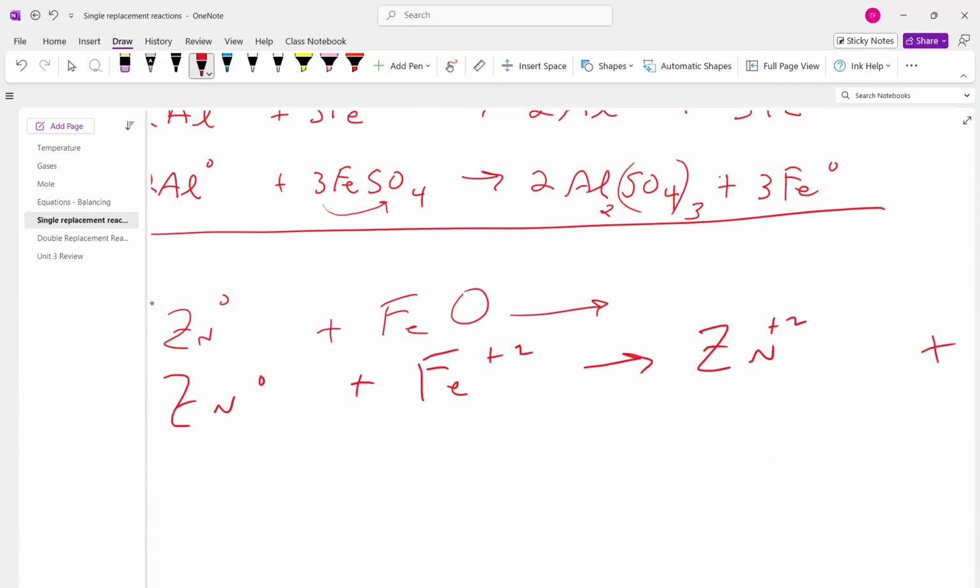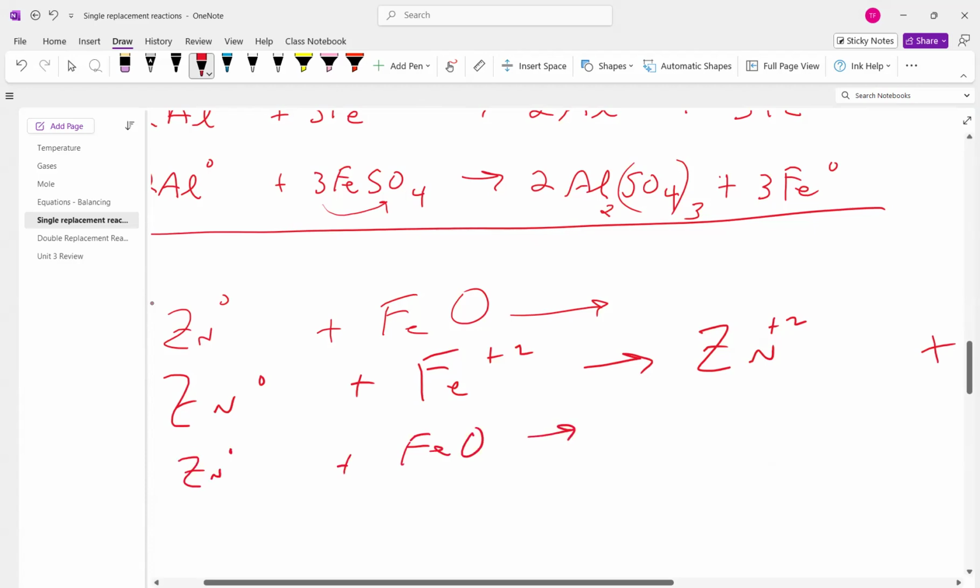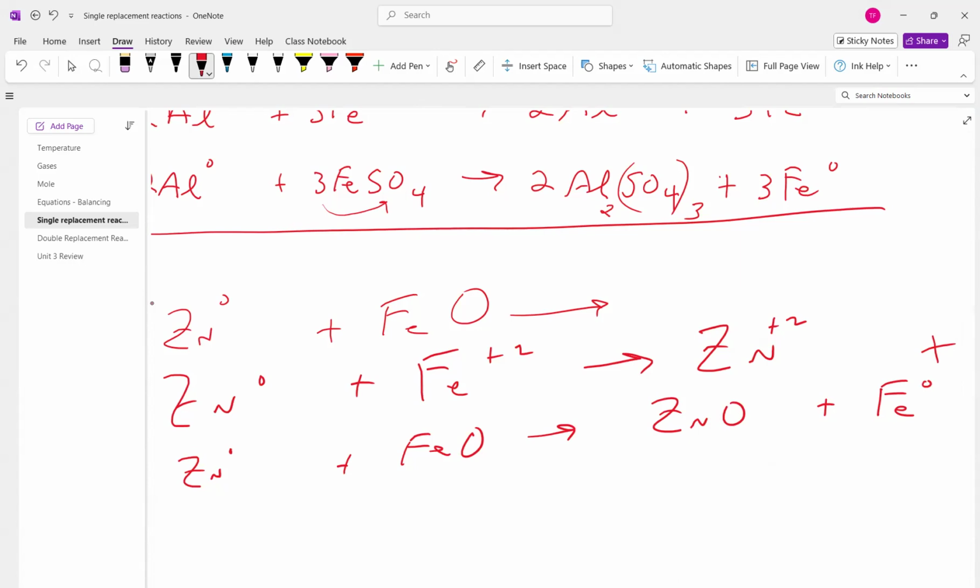Now we need to include the spectator ion, which in this case is going to be the oxide. We're going to have zinc metal plus iron 2 oxide gives us zinc oxide plus iron metal. What's the spectator ion?